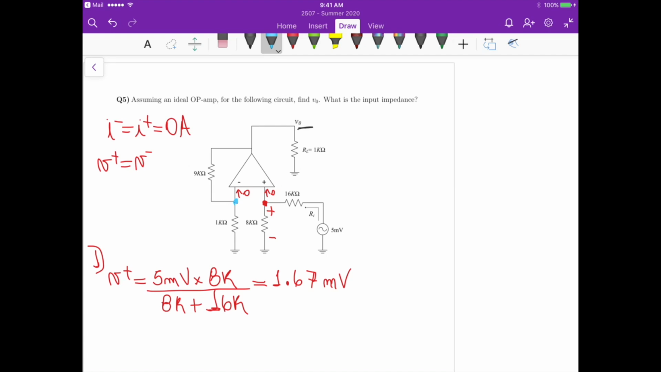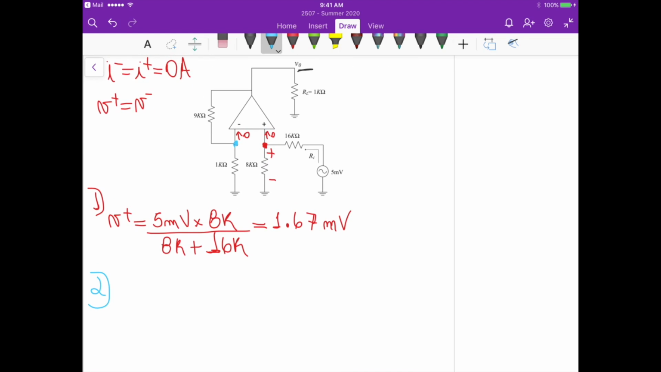Now for the second part, if we apply KCL at this node here, this blue node that I have, we know that V minus minus 0 volts divided by 1K, plus V minus minus V out divided by 9K ohm, is equal to 0, because those two currents, one current here and another current here, are the two currents flowing through that node, right? So this is the equation that we get.